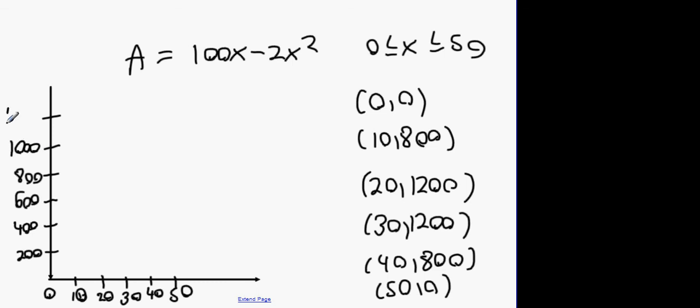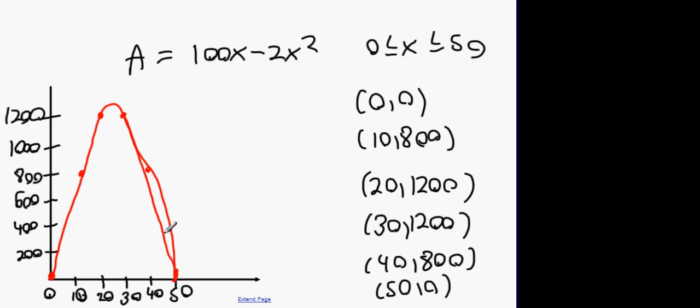1,200. Now, what happens here is the following: 0, 0, 10, 800, 20, 1,200, 30, 1,200, 40, 800, 50, 0. And what we can see is the graph will come up, it goes all the way around, and down, right? Obviously not drawn great there. You just have to come down a bit sharper there.